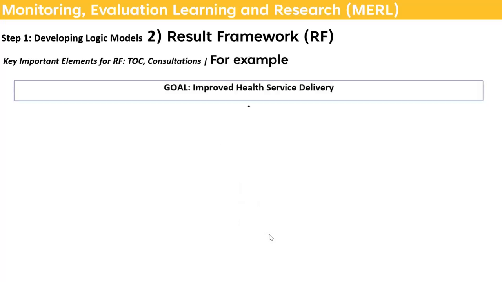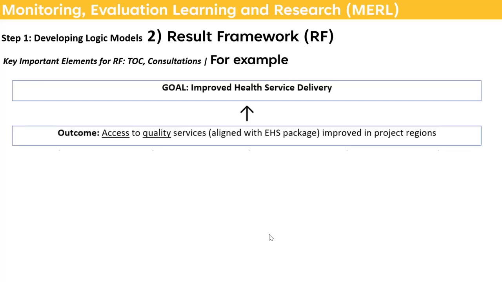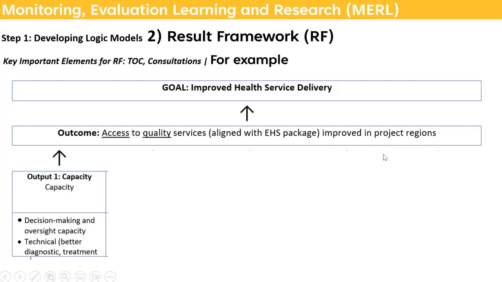Now, for example, here you see, if our goal is to improve health service delivery. For example, there is a problem that health service delivery is not in a proper way, or there is a lack of health service delivery. There is no quality, not properly accessible. So you have decided about a goal that improved health service delivery is my goal. So for the outcome, you will have to show that access to quality services improved in project regions.